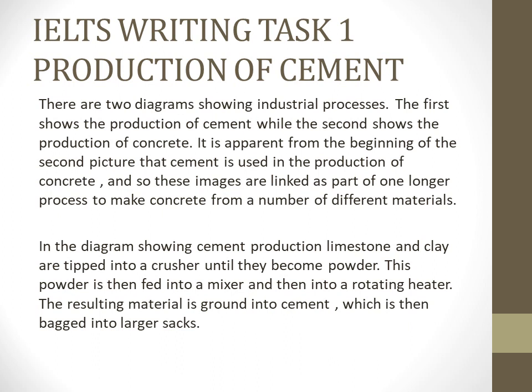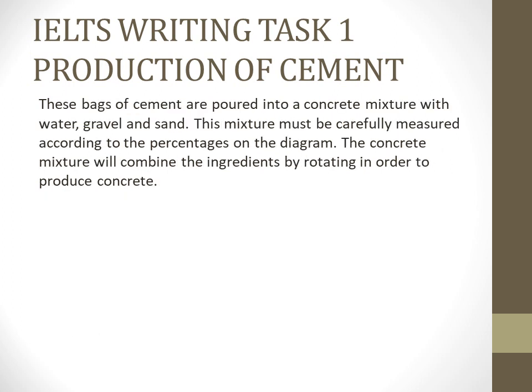In the diagram showing cement production, limestone and clay are tipped into a crusher until they become powder. This powder is then fed into a mixture and then into a rotating heater. The resulting material is ground into cement, which is then bagged into larger sacks. And in the final paragraph, these bags of cement are poured into a concrete mixture with water, gravel and sand. This mixture must be carefully measured according to the percentages on the diagram. The concrete mixture will combine the ingredients by rotating in order to produce concrete.